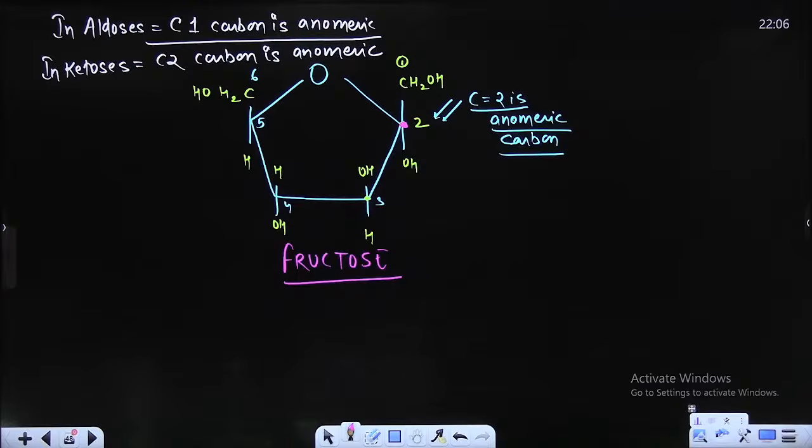Any doubts? Okay, so the next part that we have to understand is anomers. Next topic that we have to. So these are the basics, bacha. If basics are clear, then everything will be easy. Trust me. So if there is any doubt so far, do let me know.